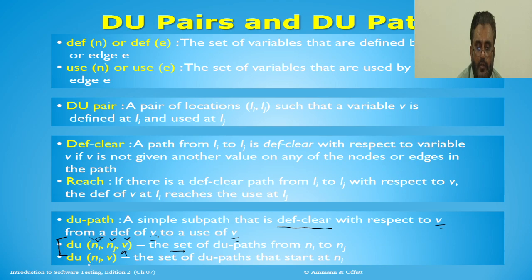And then the second one is where we just give the starting node ni and the variable under consideration. So in this case we are telling this function to consider variable v and this specific node ni and see whether there are any du-paths that start from node ni. If there are some paths, then fetch those paths, and those will be our desired paths.